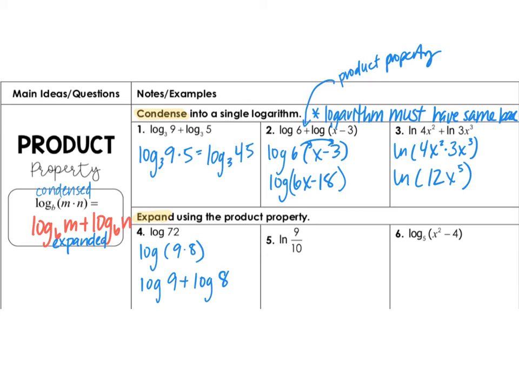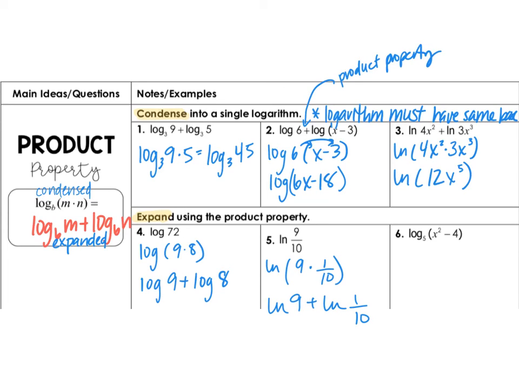Now we know that when we have a fraction like 9 over 10, that's kind of the same thing as ln of 9 times 1 over 10. So notice how we can separate those two multiples, 9 times 1 over 10, and so I can rewrite this as ln 9 plus ln 1 over 10.